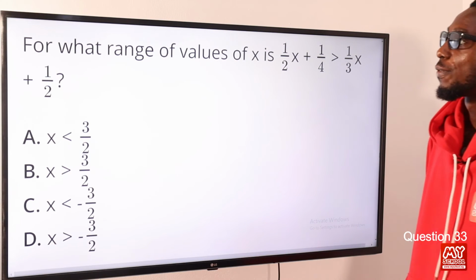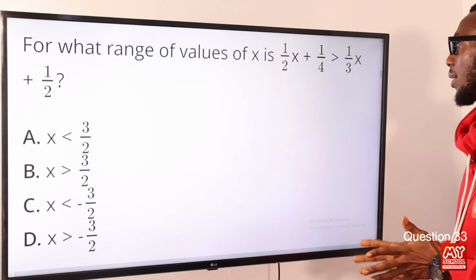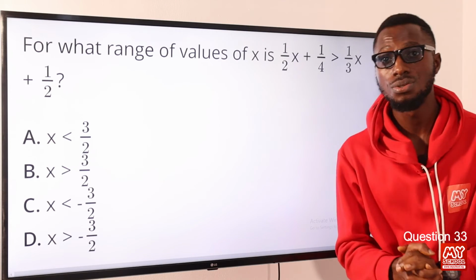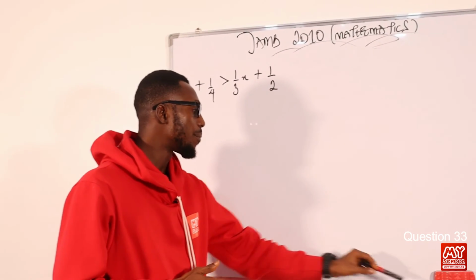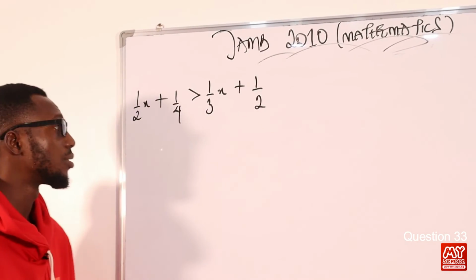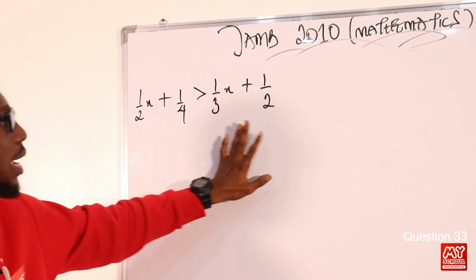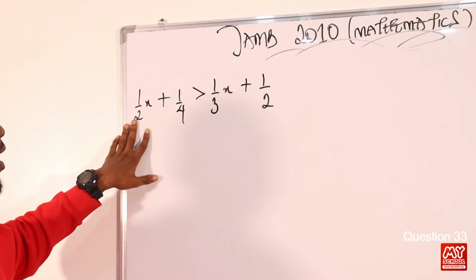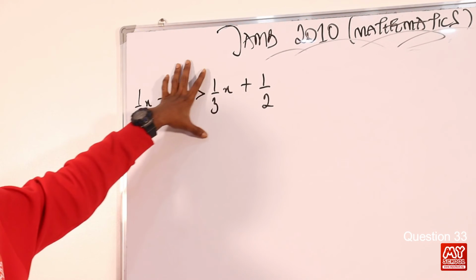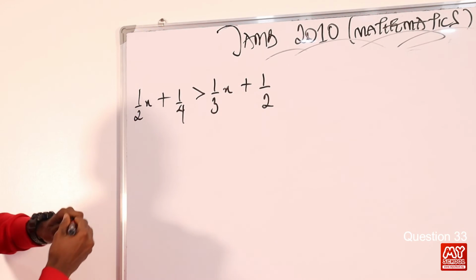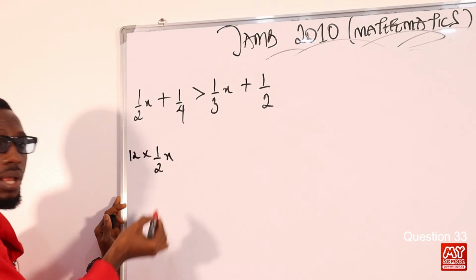Number 33. For what range of values of x is 1 over 2x plus 1 over 4 greater than 1 over 3x plus 1 over 2? You just have to take this in the simplest way possible. So let me use this method. For our denominators, I have 2, 4, 3, 2. So the LCM here should be 12. To eliminate these denominators, I'll multiply each value by 12, which is the LCM. So this is going to be times 12. 12 times 1 over 2x. Let me just save time.